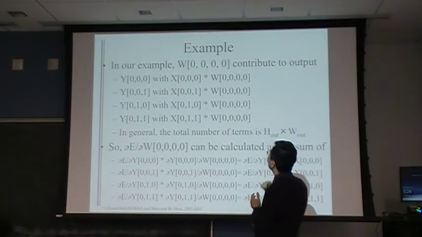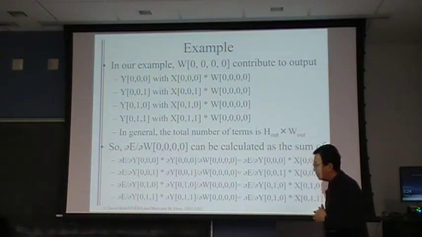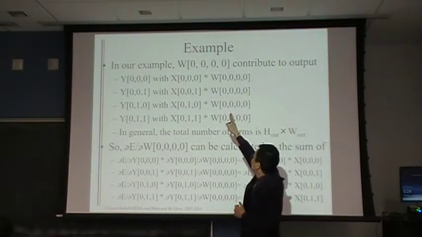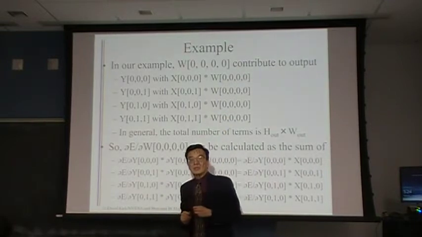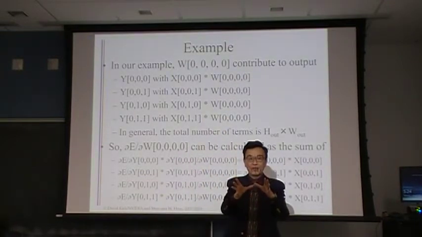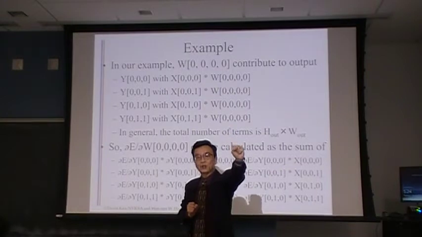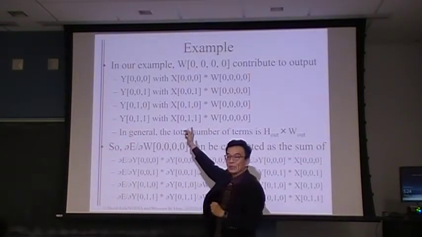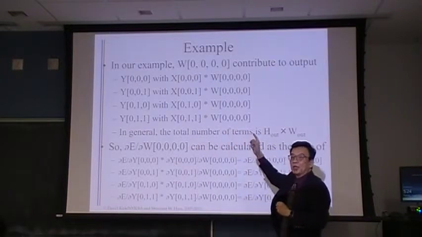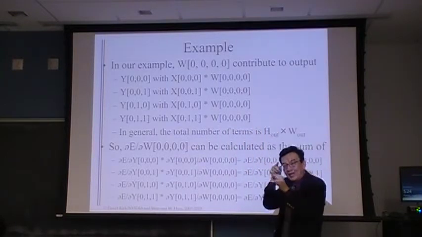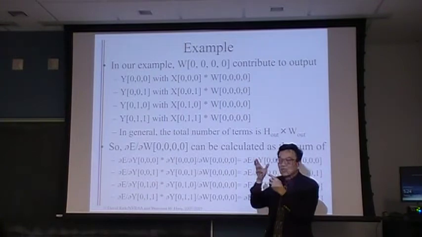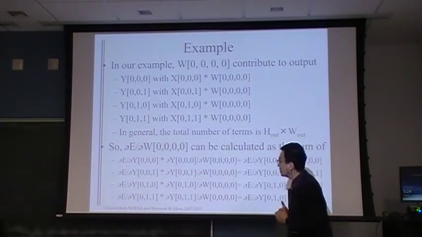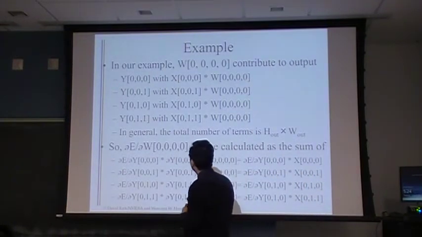So let's take one of the elements, W0000. This is the filter element between input channel 0 and output channel 0. The first index is the output channel, the second one is the input channel, and then you have the index within that filter, the last two dimensions.